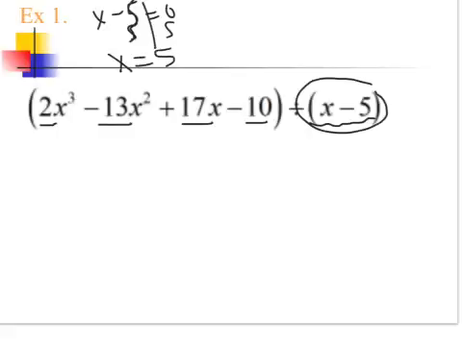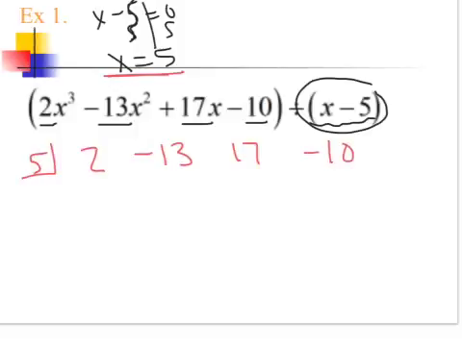Now what we're going to do is basically make a little box over here, and we're going to take this x equals 5 and put it in the box. And then out from that box we're going to write all our coefficients. So our first coefficient was 2, then negative 13, and 17, and then we have a constant which is negative 10. So once again, remember these were already in descending order. We're going to leave some space here and draw a line.